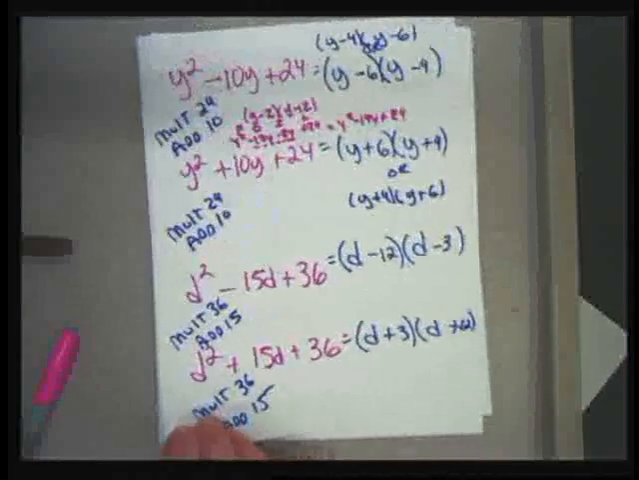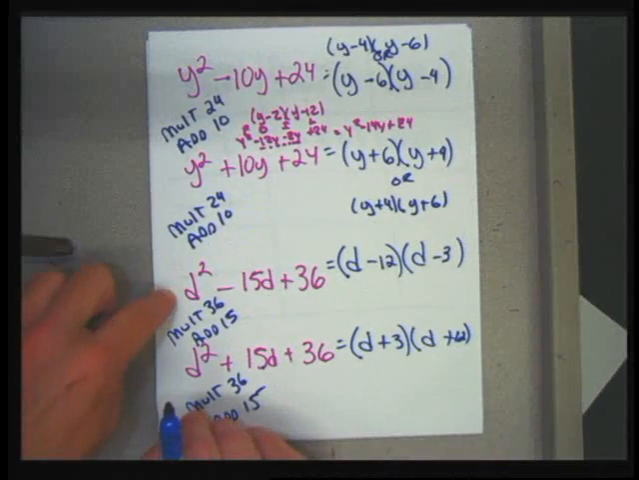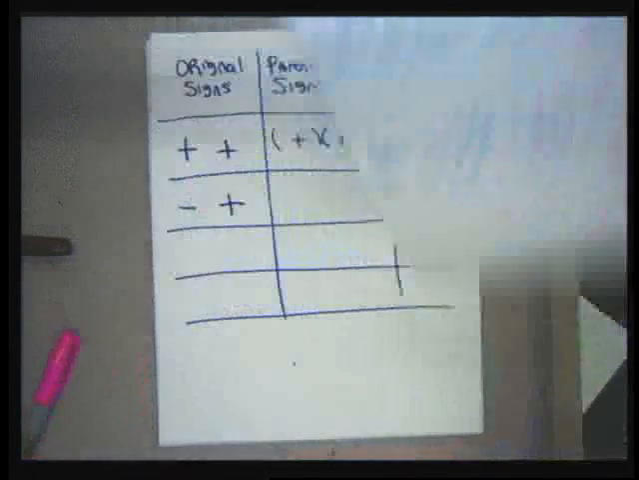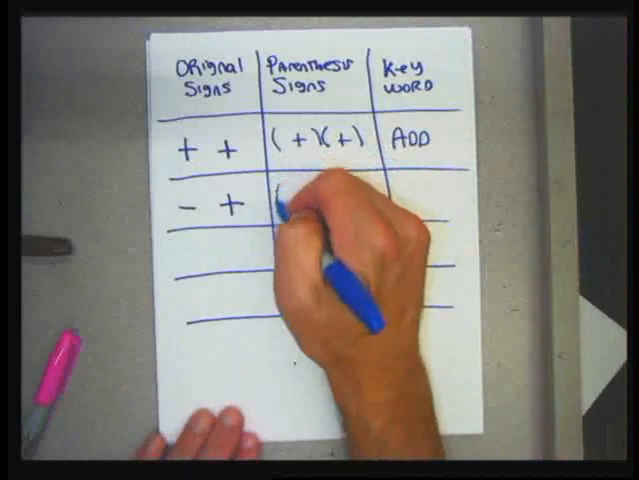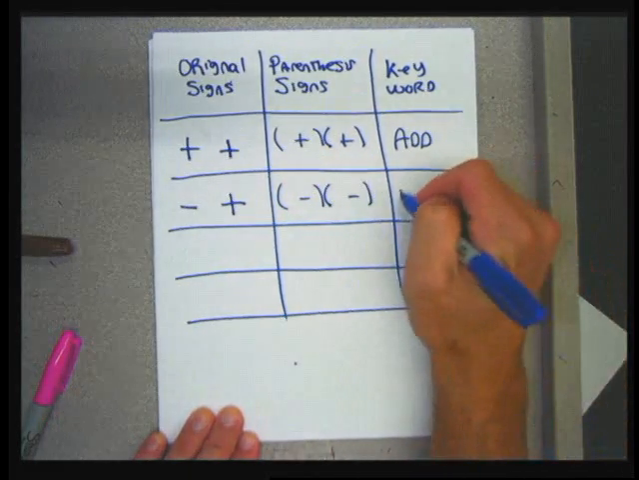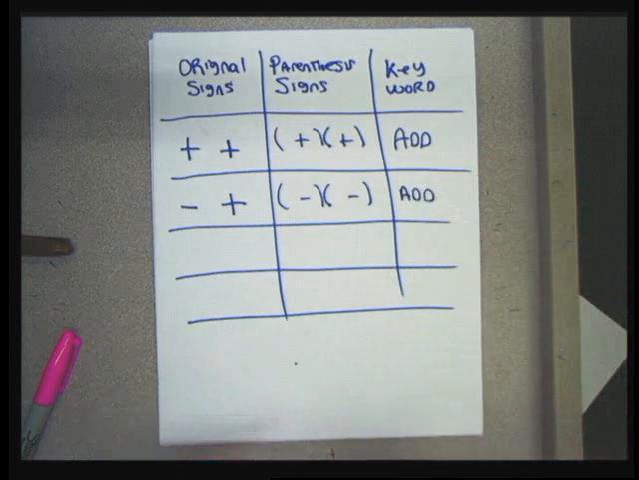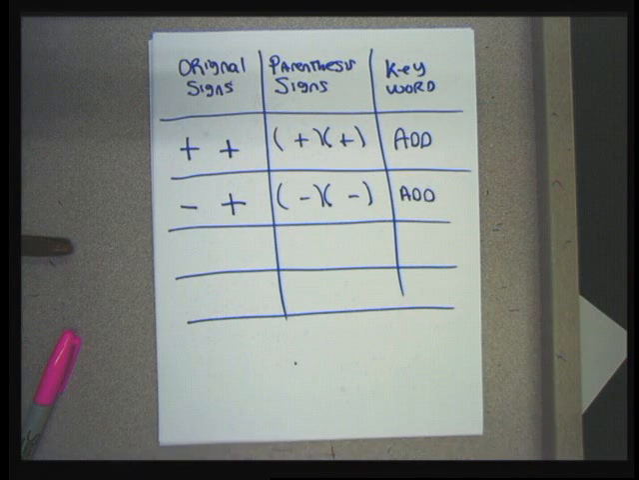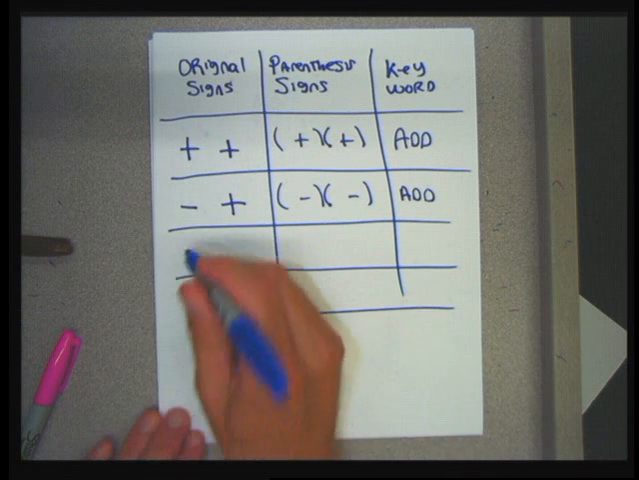That's like the y squared minus 10y plus 24, the d squared minus 15d plus 36. When that's the case, my parentheses both have minus signs, and I'm still adding my lasts. I'm finding numbers that multiply to the last but add to the middle.